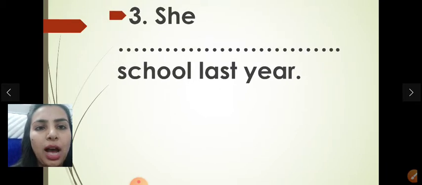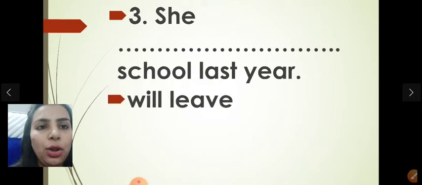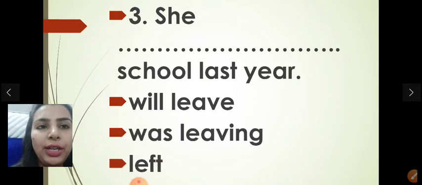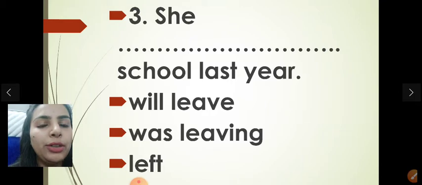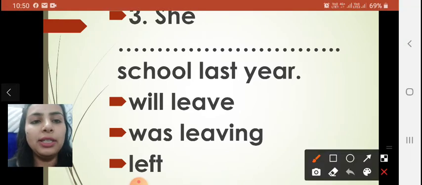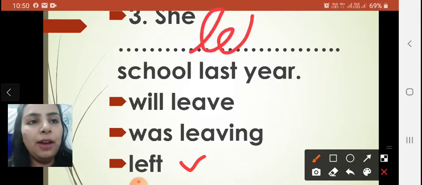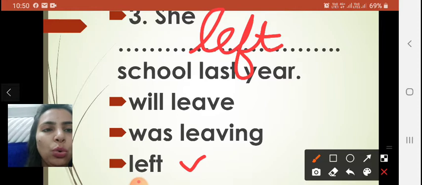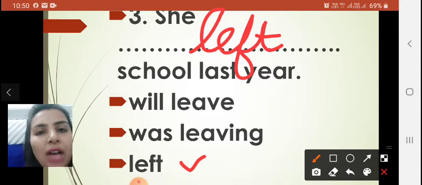She blank school last year. I'm going to show you some options: will leave, was leaving, or left. She will leave? No, will we use for the future. Was leaving? No, we have not read about was leaving yet in the simple past tense. Okay, then the only option left is left. She left. Left is the irregular verb form of leave. So she left school last year.